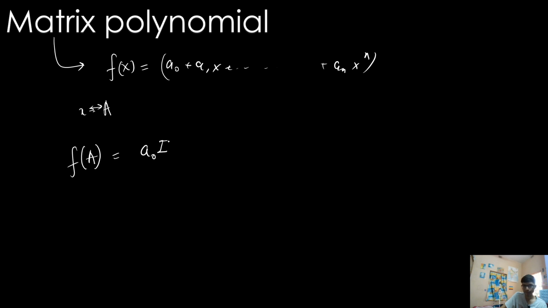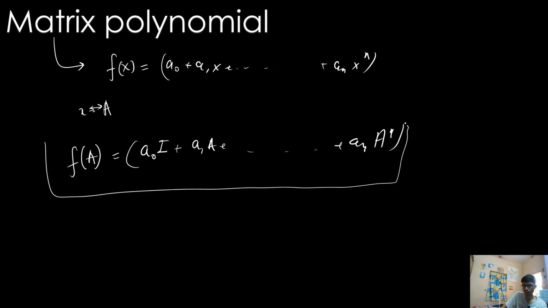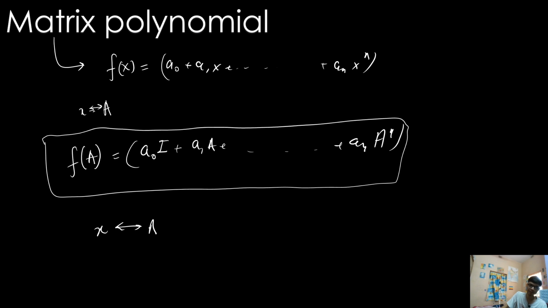The polynomial we get is a0 times the identity matrix plus a1 times A and so on up to an times A to the power n, and this particular result is known as the matrix polynomial. So if we represent it in terms of a matrix, such a thing is known as a matrix polynomial. You have to replace x with A to get the required matrix polynomial.